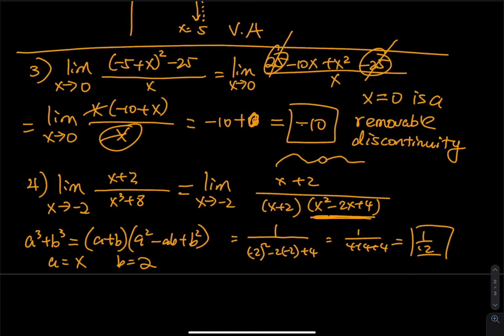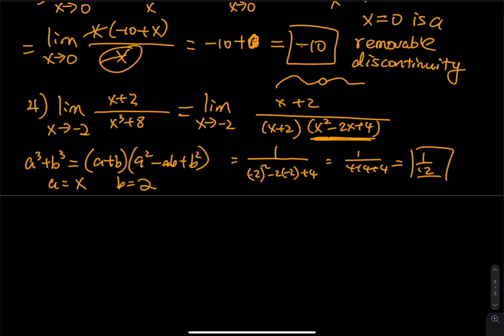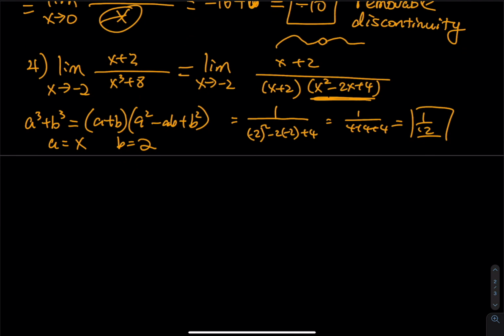So that is number 4. Moving on to number 5. Number 5 is my favorite exam problem. So when I write an exam, I will try my best to put this problem in there. So number 5, we have the limit as x approaches 0 of the square root of 9 plus x, minus 3, divided by x.